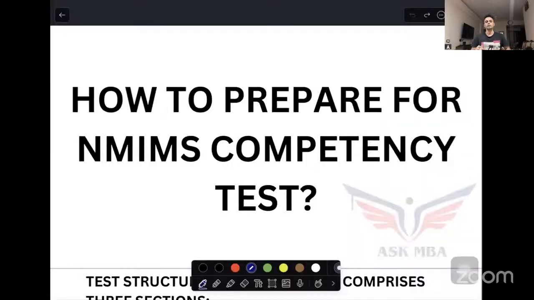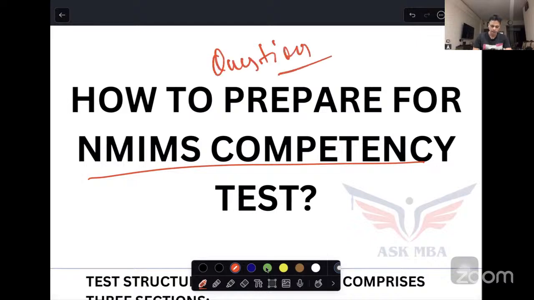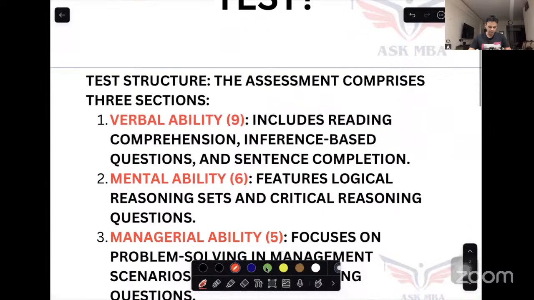Let me share the screen with you guys so that you understand what exactly mistakes are there, which I think as a student you might end up doing. So here we go. Great. Now guys, the first thing first, how to prepare for the NMIMS competency test. It's a question which we all are trying to figure out: what are the challenges, what type of questions are going to be there, and the pattern of the examination, whatnot. So this video is going to answer all those questions. So let's understand the test structure.